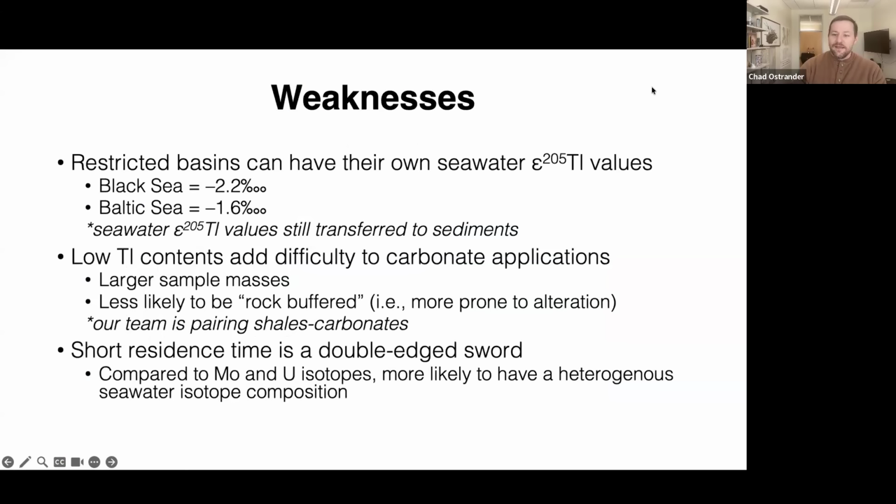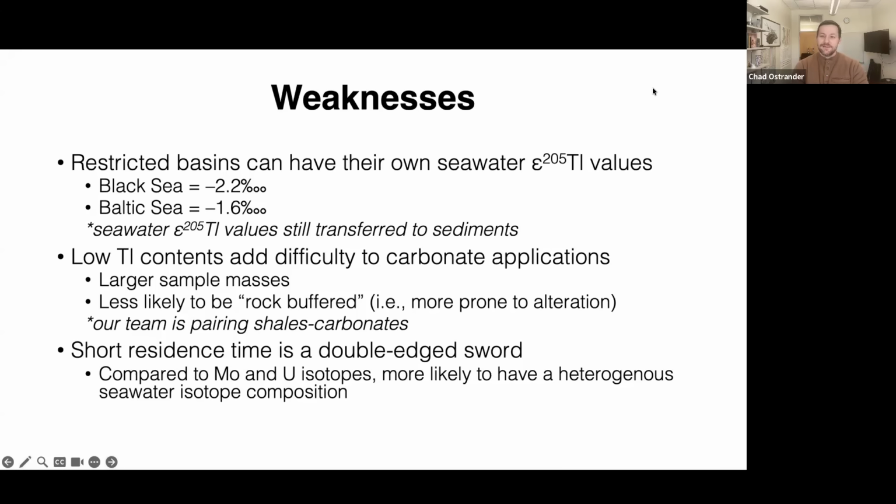Again, not everything is perfect with the isotope system. No isotope system is, no paleoredox proxy is. There are some clear weaknesses to the thallium isotope paleoredox proxy. Some really obvious ones are that restricted basins are an Achilles heel for the system.